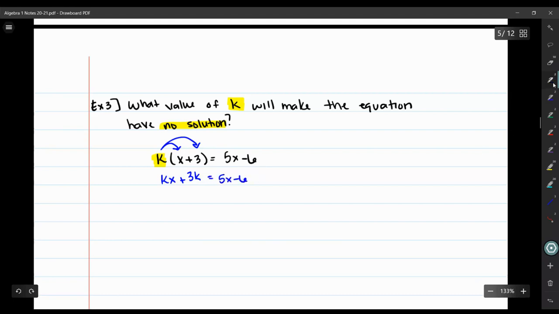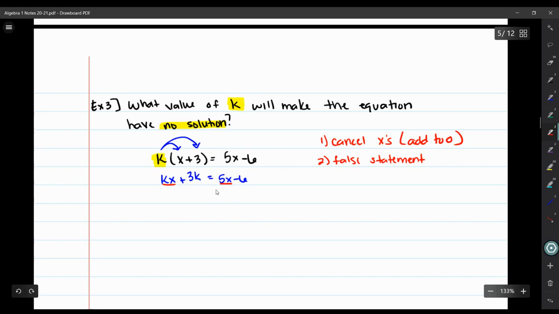Now let's think about what we know has to happen for a no solution. I'm going to do that in red. So for a no solution, we have to have variables cancel, the x's, and we have to have a false statement left over. Those are the two things that have to happen. So let's think about the first thing that has to happen. 5x and kx need to cancel each other out. They need to add up to 0.